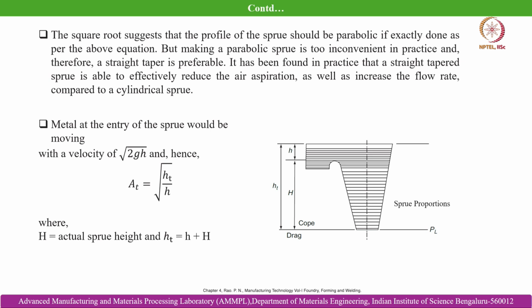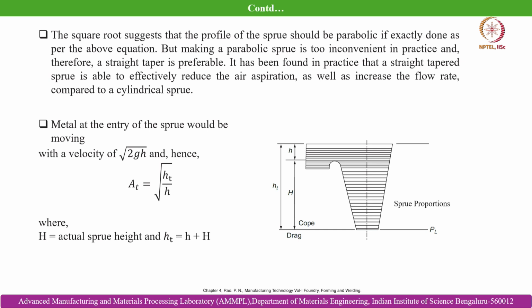Here the square root suggests that the profile of the sprue should be parabolic if done exactly as per the above equation, but making a parabolic sprue is not convenient in practice, and therefore a straight taper is preferable. It has been found in practice that a straight tapered sprue effectively reduces air aspiration as well as increases the flow rate compared to a straight cylindrical sprue.